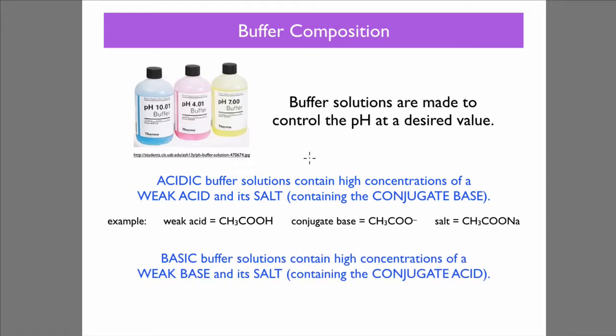Basic buffer solutions contain high concentrations of a weak base and its salt, containing the conjugate acid. So there would be a high concentration of the weak base, ammonia, and a high concentration of the salt, ammonium chloride, and obviously some of the conjugate acid would be present.